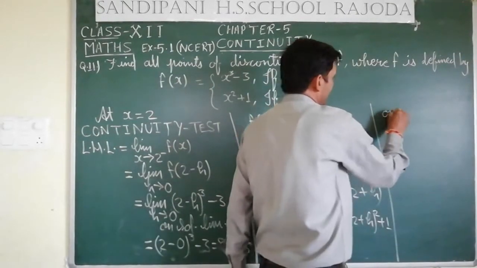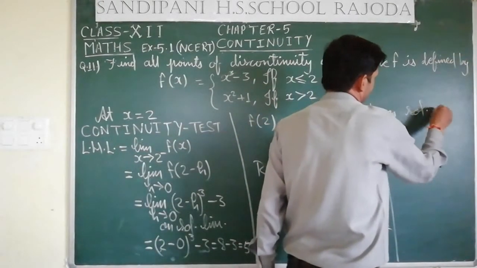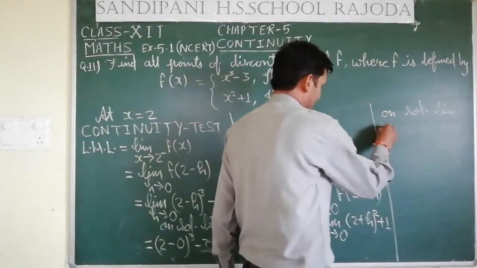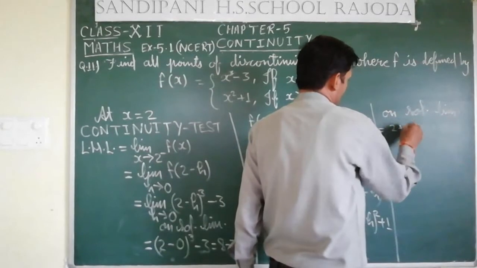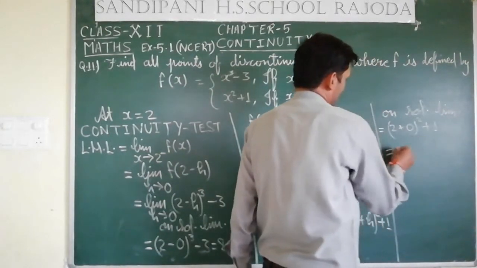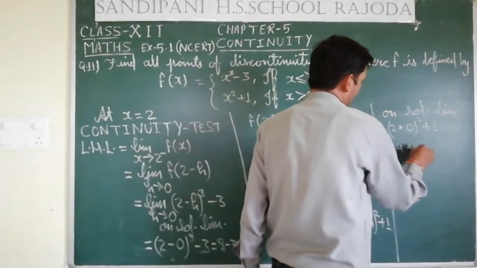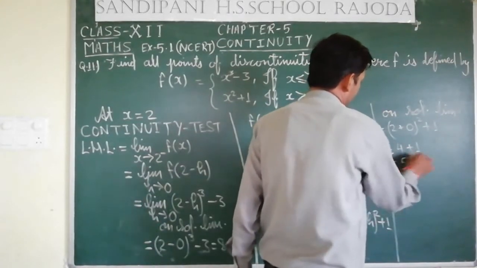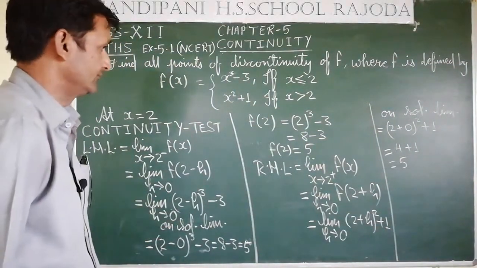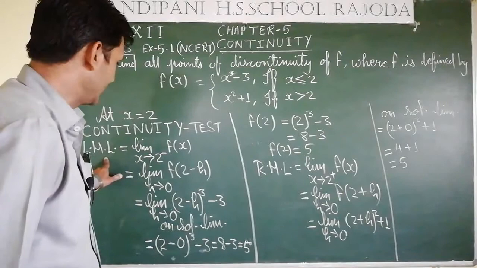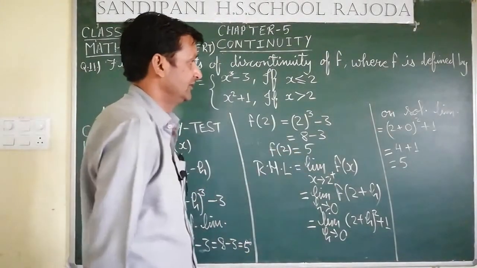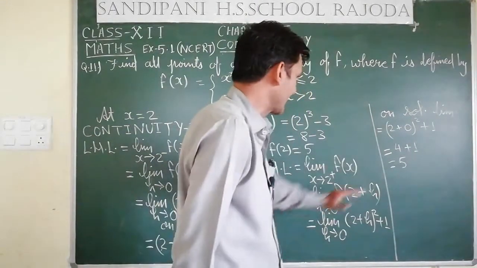On solving the limit for this part, it will be 2 plus 0 whole square plus 1, which is equal to 2 square is 4 plus 1, so it will be 5. So it is well clear what the values are. Here in LHL it is 5, in f of 2 it is 5, in RHL again it is 5.